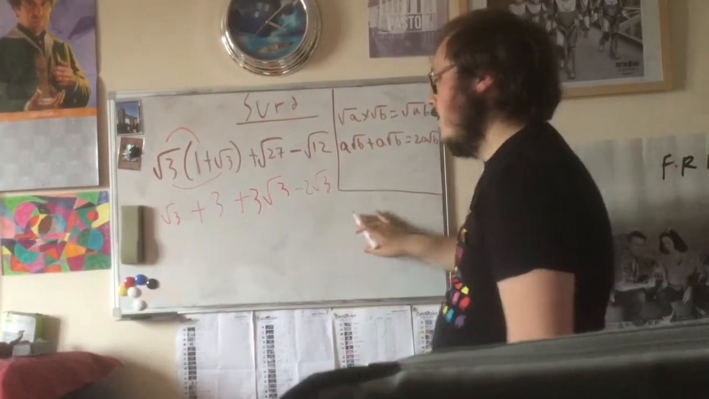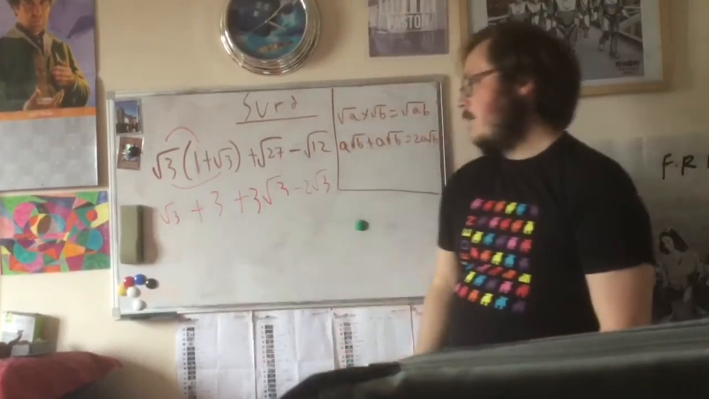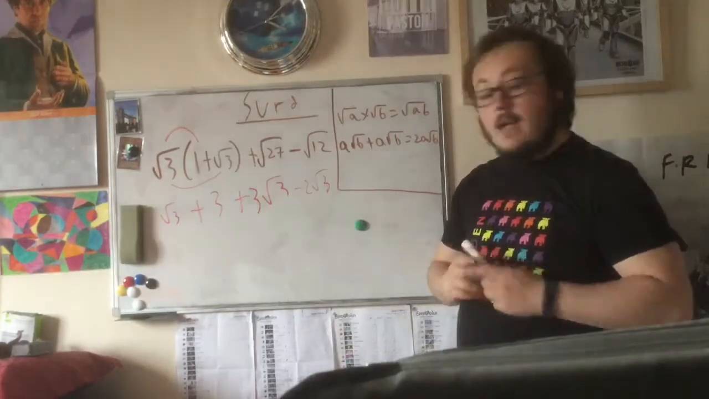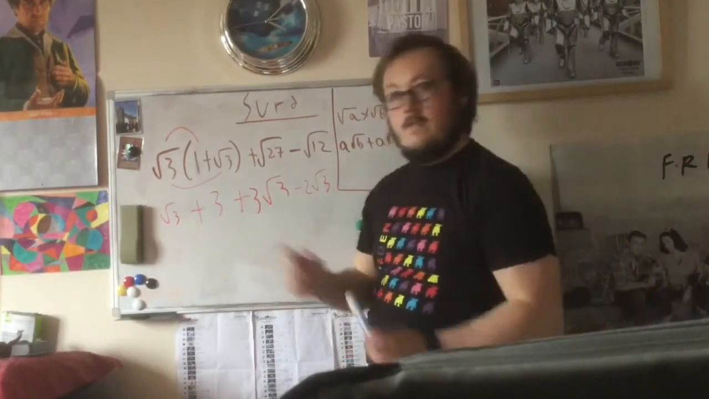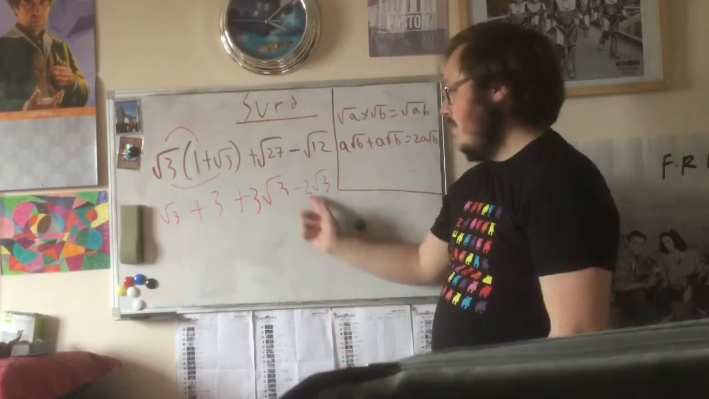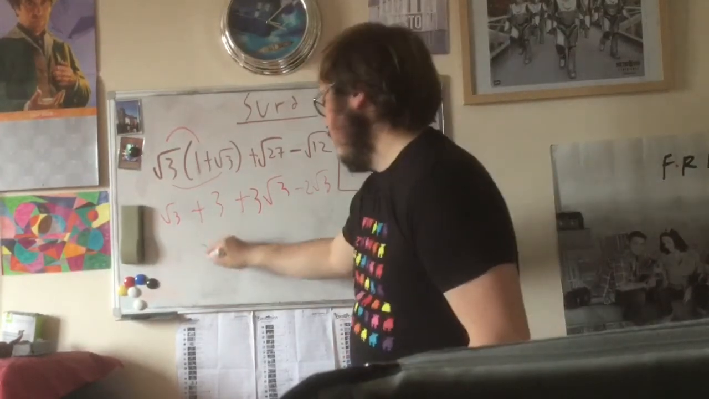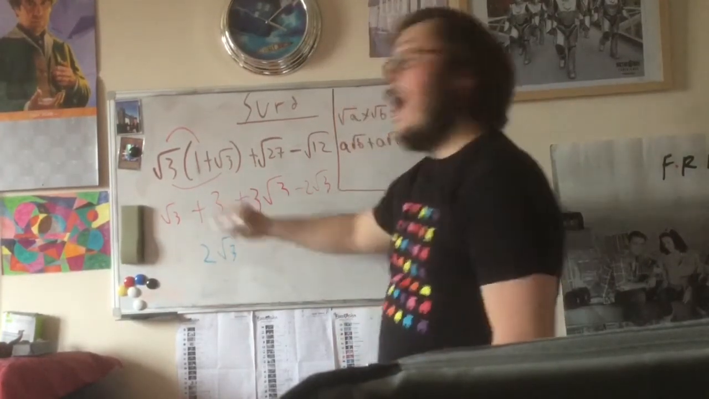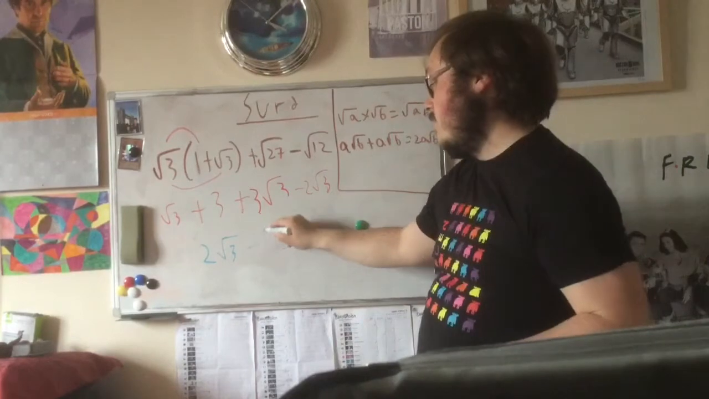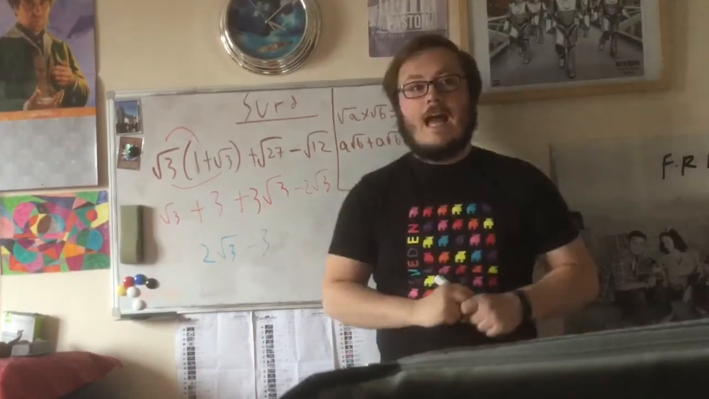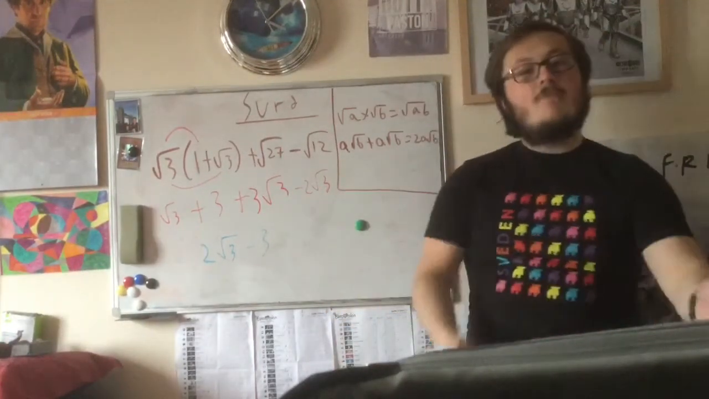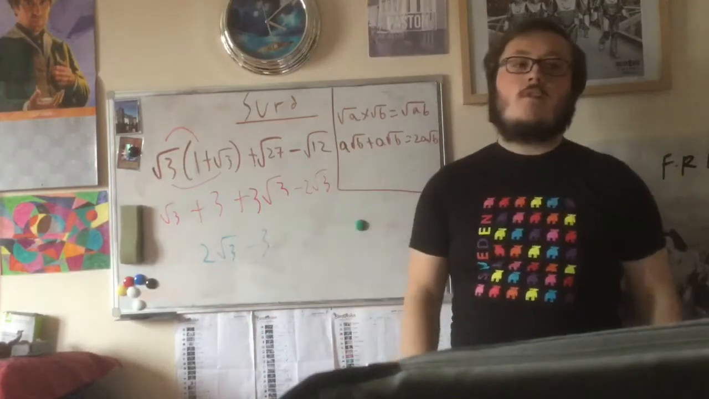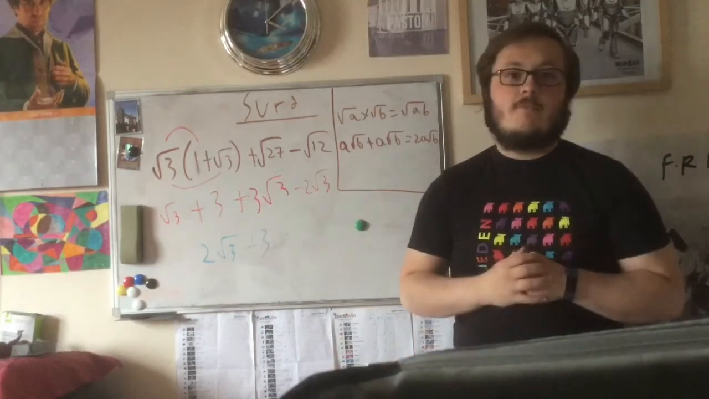So, what's root 3 plus 3 root 3 minus 2 root 3? Well, root 3 plus 3 root 3 is 4 root 3. Take away 2 root 3 becomes 2 root 3. And we just have the 3 there. So the answer is 2 root 3 add 3. However, if you wrote it as 3 plus 2 root 3, it doesn't matter. They're exactly the same thing.